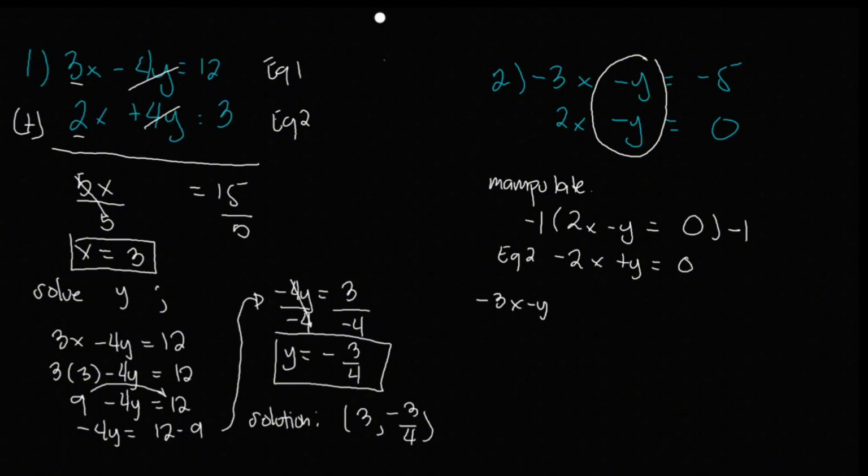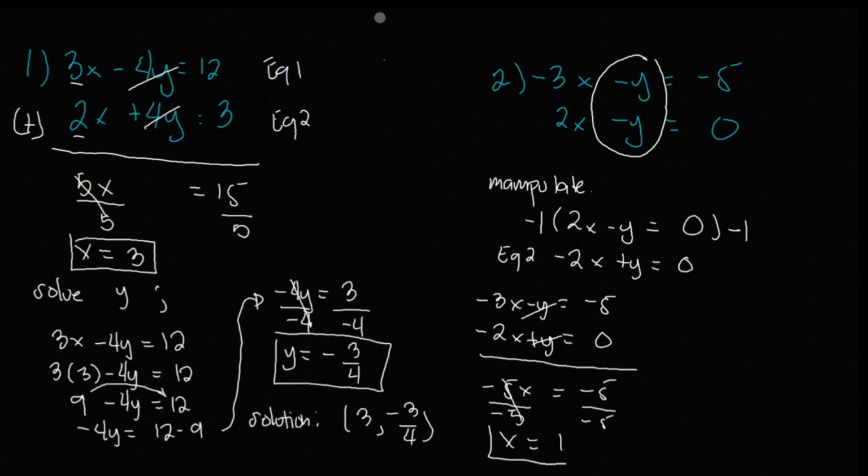So you have negative 3x minus y is equal to negative 5. Then we have negative 2x plus y is equal to 0. And remember, the reason why we manipulate equation number 2 is just to get a positive y, so that we can eliminate the variable y. So we can now eliminate variable y and bring down negative 3x minus 2x, that will become negative 5x is equal to negative 5 plus 0, that's negative 5. And divide both sides by negative 5 to solve for x. So x is equal to positive 1.